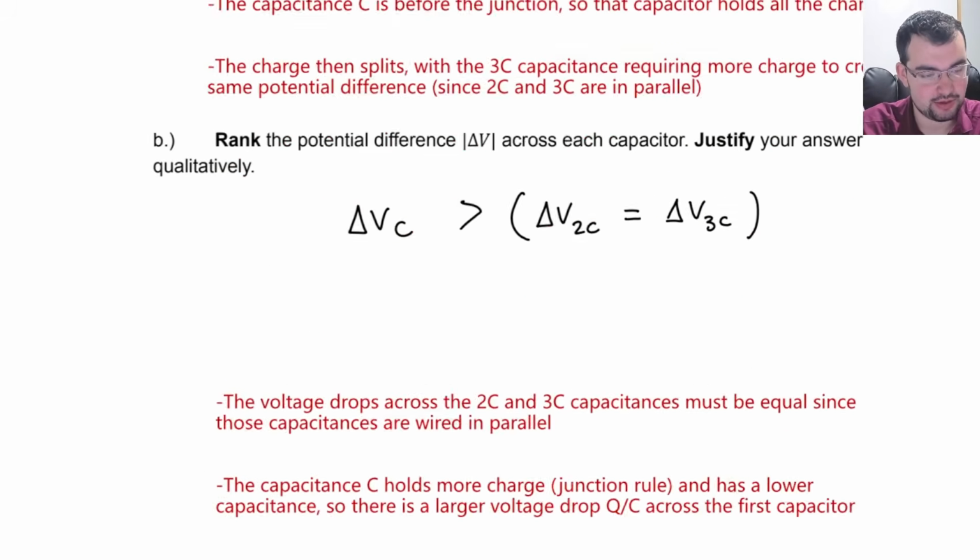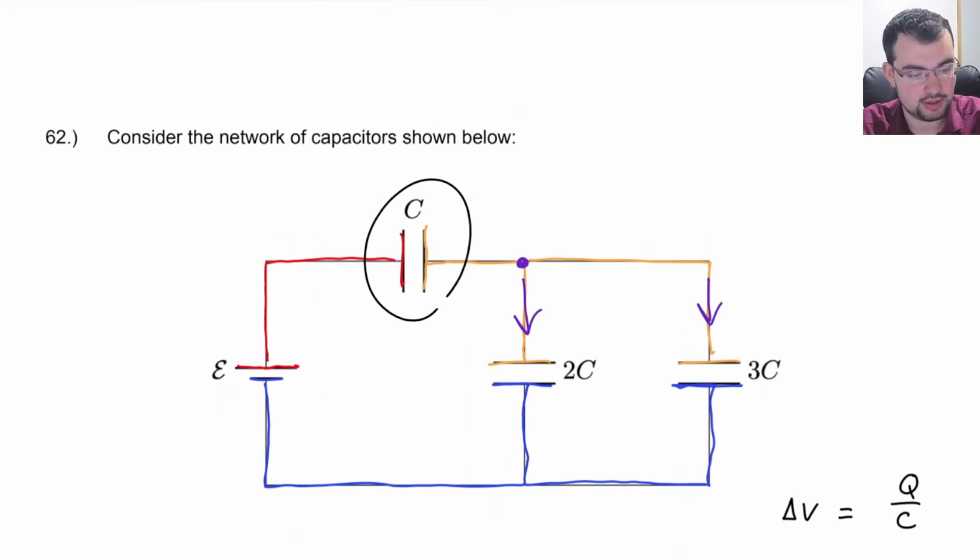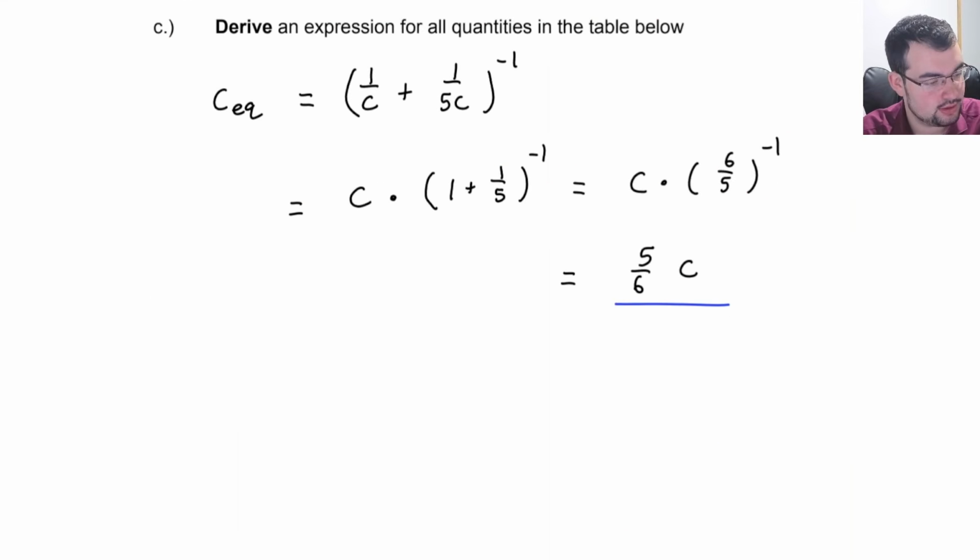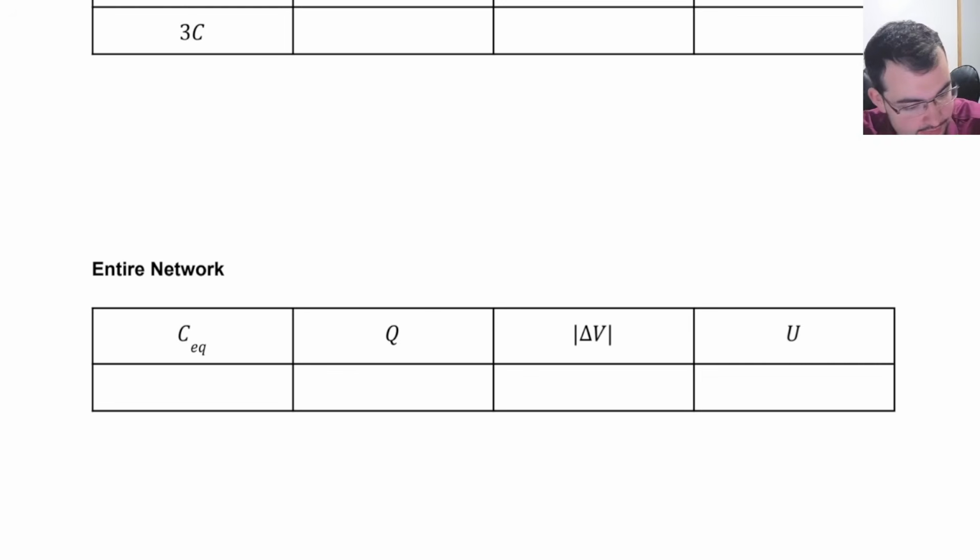And it makes sense that we get a value less than C because one of our inputs into the series formula is C. So if you're ever doing the reciprocal rule, your answer needs to be smaller than all your inputs. So this actually told us that for the whole network, our equivalent capacitance is 5/6 C. Our delta V is epsilon, because that's the battery EMF. And then what is Q? Well, Q is defined as C delta V from the capacitance definition. So the total charge supplied by the battery is 5/6 C delta V.